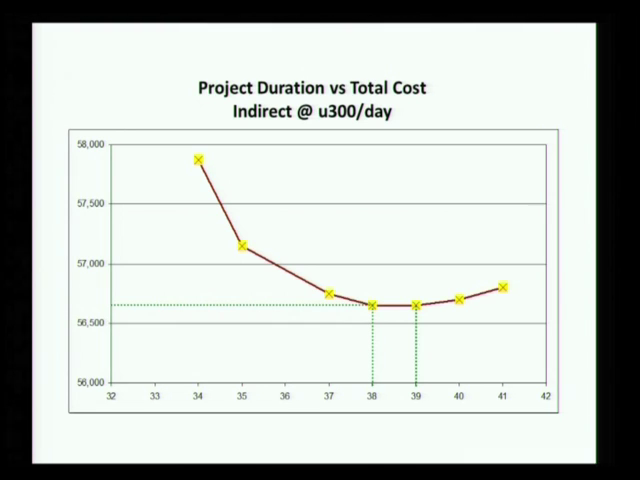Okay, so you need to get a feel of how the indirect cost influences the overall project cost, and how the value of the indirect cost relates to the slope of the direct cost value.